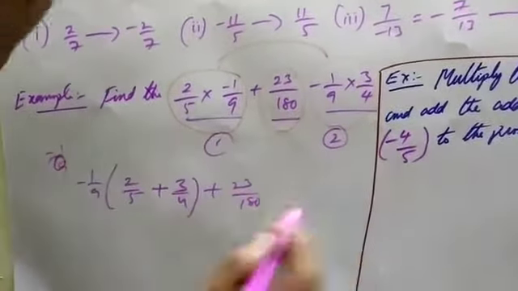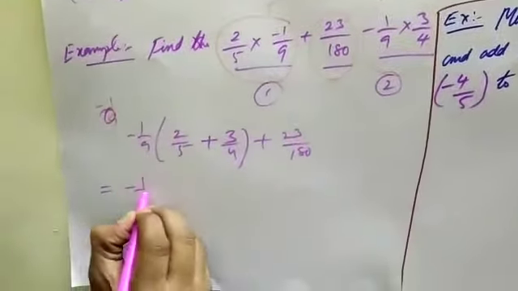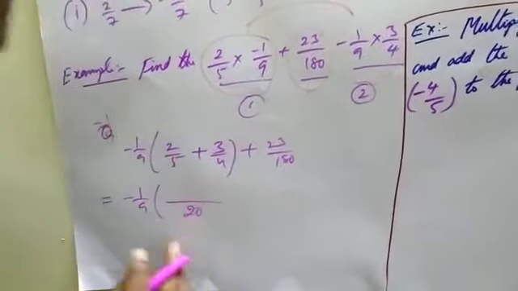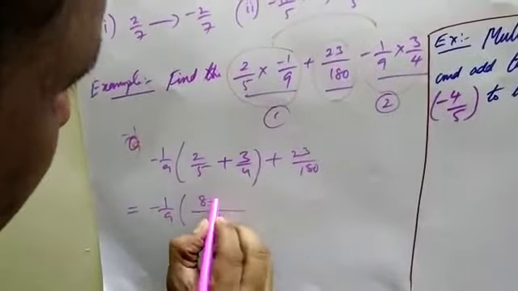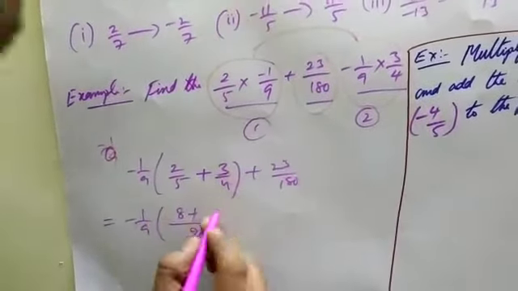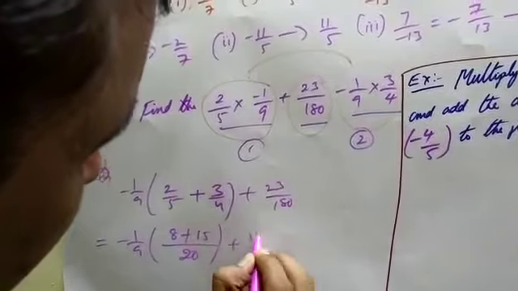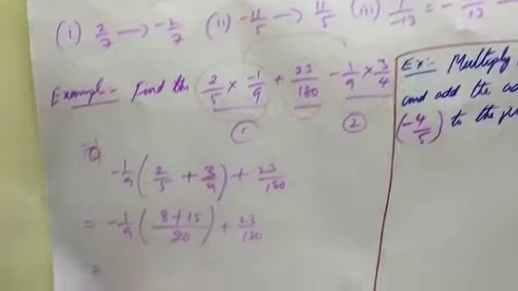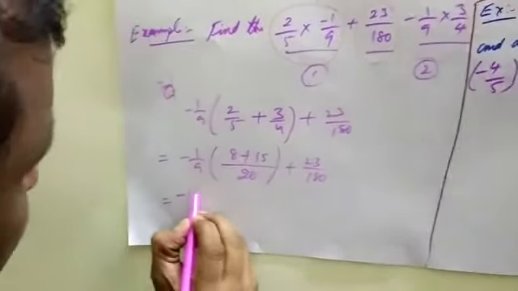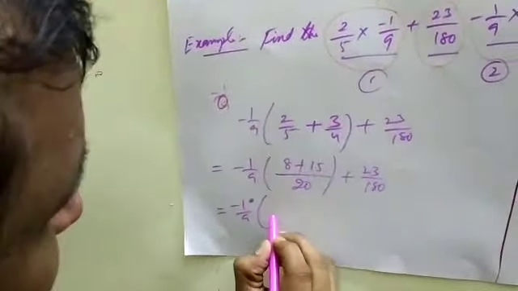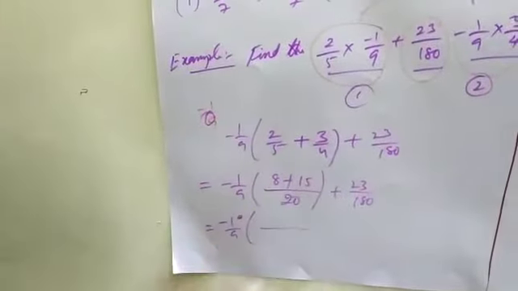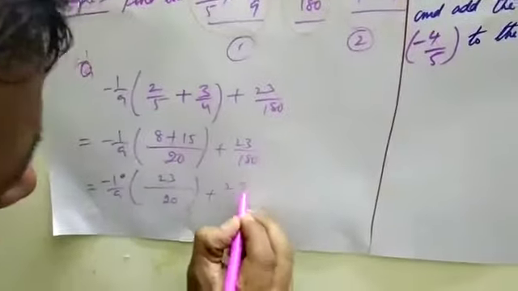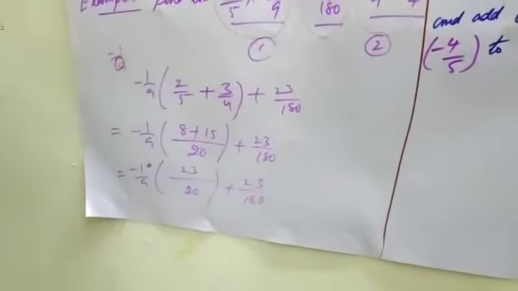At the same time, minus 1 by 9. What is the LCM of 5 and 4? 20. 20 by 5, 4 into 2, 8. Plus 20 by 4, 5 into 3, 15. Plus 23 by 180. 8 plus 15 means 23, so 23 by 20 plus 23 by 180.